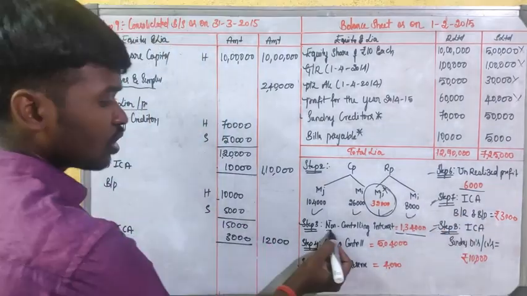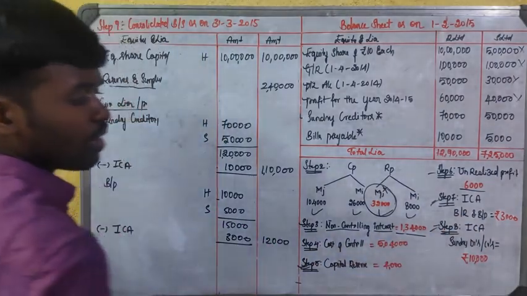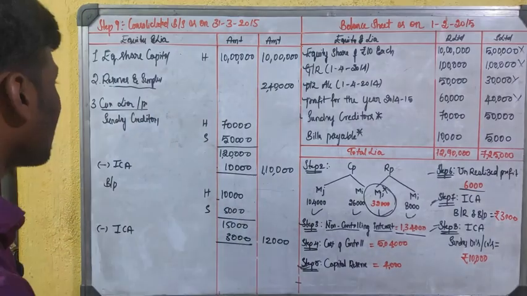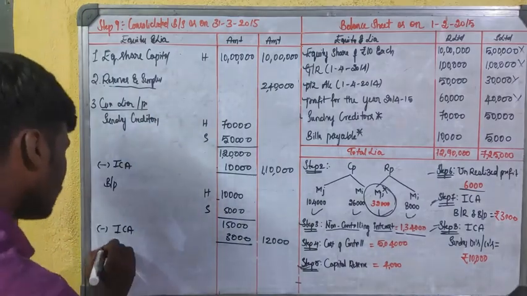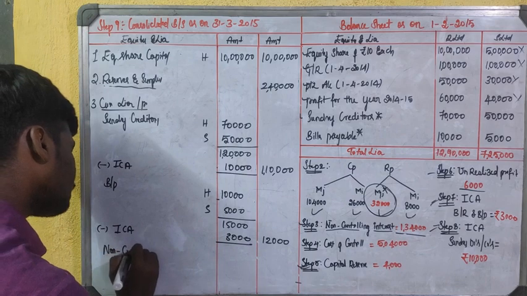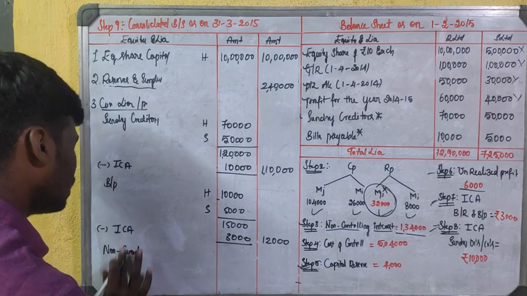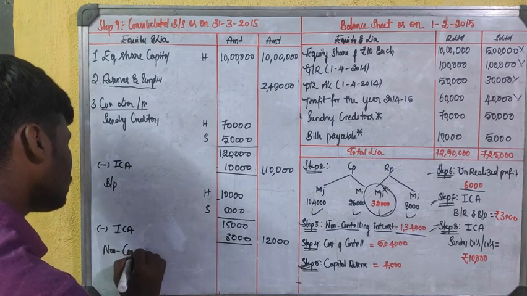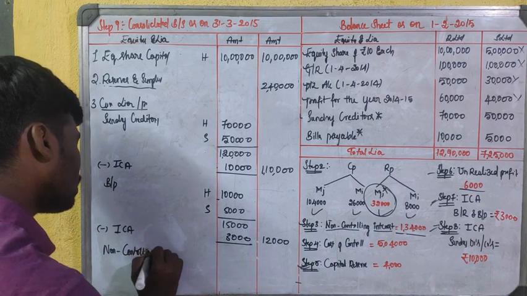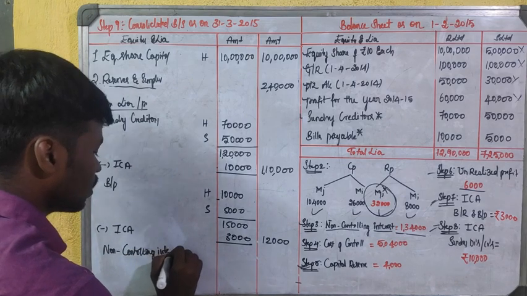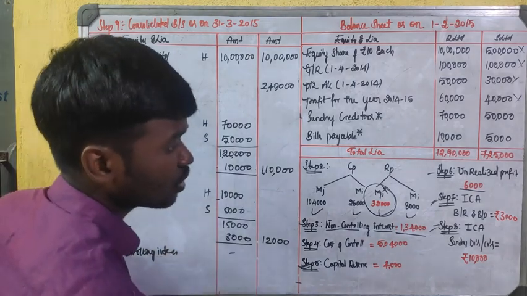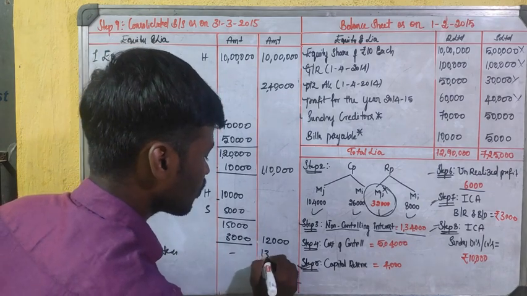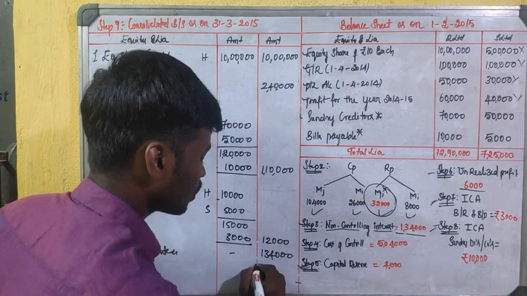Next we have to consider the non controlling interest, that is 1,34,000 as the current liability. Okay, so non controlling interest, how much? That is 1,34,000.